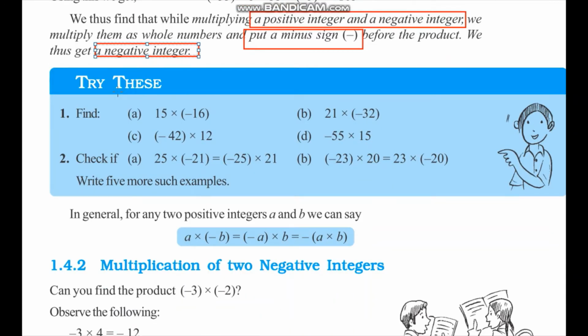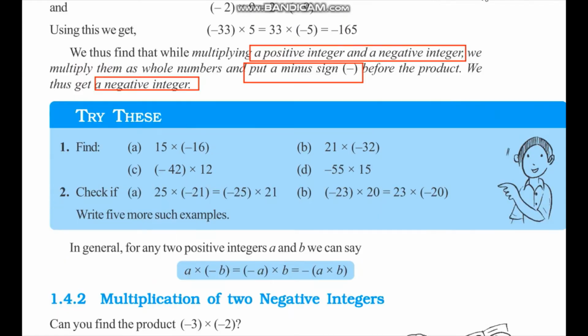Now we have these examples that we need to solve. So let us find the first one, that is 15 times minus 16. So we found out that in order for us to multiply a positive and negative integer, what we need to do is find the product of them as whole numbers. So we need to find 15 times 16. And the value of this, we are going to get as 240. And then we need to add a negative sign to the product. So the answer to the first one is -240. Similarly, you can do the 4 other examples that have been given below.